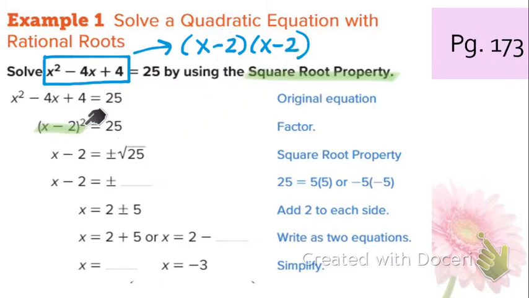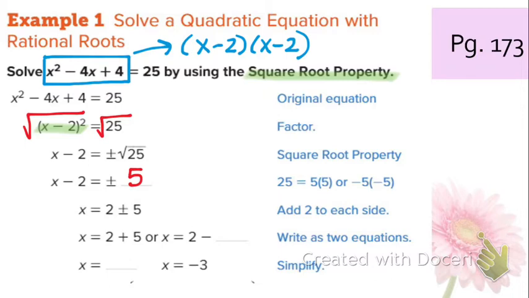Now to get rid of this square, they took the square root of both sides. Go ahead and put that square root symbol. When you take the square root of this, it just eliminates the parentheses and the exponent. So it just becomes x minus 2. x minus 2 equals, and you see how they put a plus and minus the square root of 25. What is the square root of 25? 5 and negative 5.